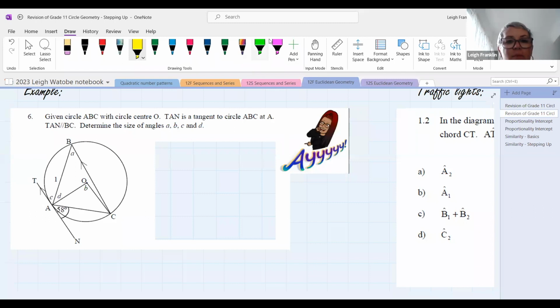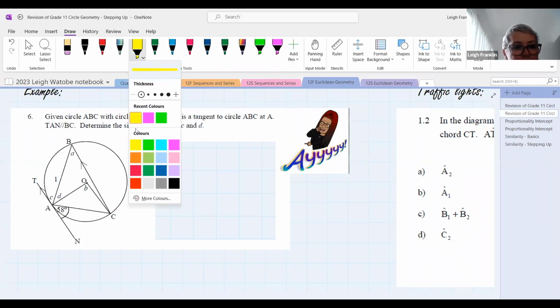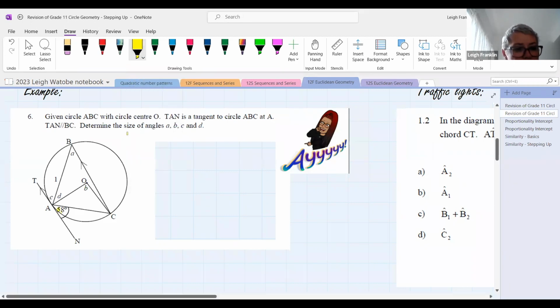All right, so how are we going to go ahead and do this? We don't necessarily have to work in order of the letters, but it's probably a good idea to do so. We can see that we have been given this angle over here. It is the angle between a tangent and a chord, so we're going to be able to use the tan chord theorem.